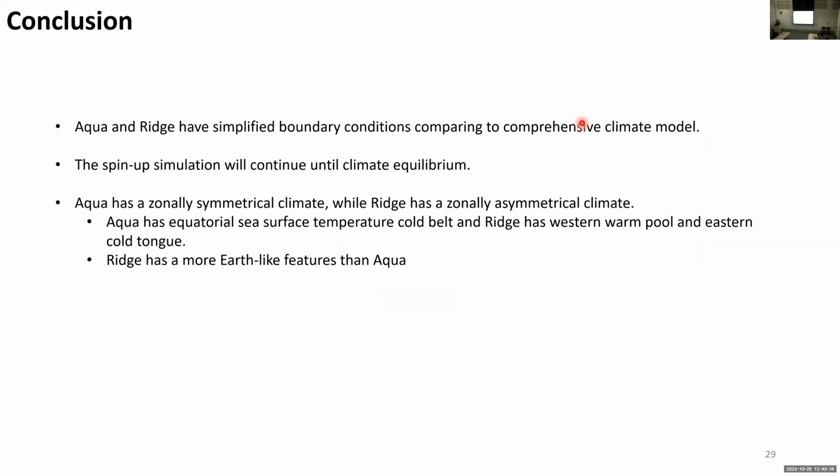Here are our conclusions right now. In summary, our aqua and ridge have a simplified boundary condition compared to the complex climate models. And our spin-up simulation is still continuing until we get the climate equilibrium. The aqua has a zonally symmetric climate, and the ridge has a zonally asymmetric climate. The aqua has the equatorial sea surface cold belt, and the ridge has the western warm pool and eastern cold tongue, more realistic compared to the real world. And the ridge has more Earth-like features than the aqua.